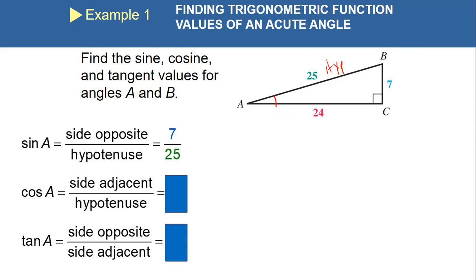Does that make sense? Okay, on cosine. Cosine of A is adjacent, so what's next to it? 24. And what's your hypotenuse? 25. So the cosine of A equals 24 over 25. Okay, tangent. Tangent of A is your opposite over your adjacent, and therefore we end up with 7 over 24. Still with me? Do you remember this from geometry?